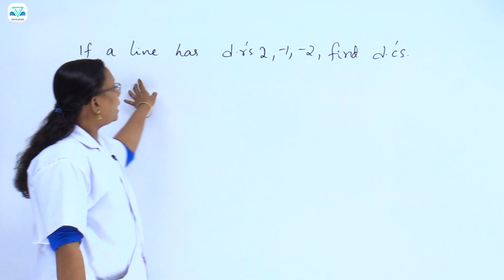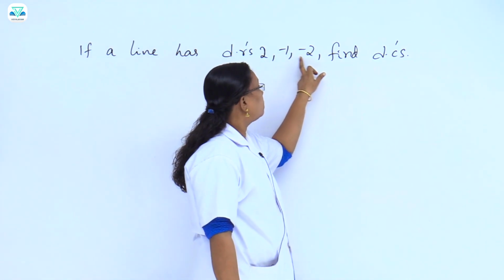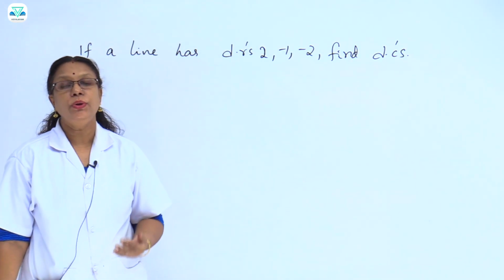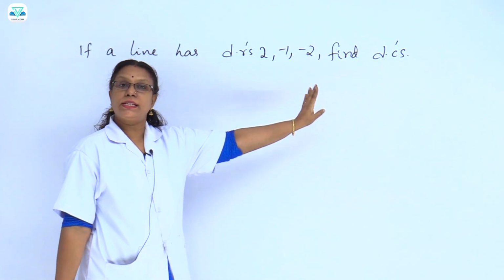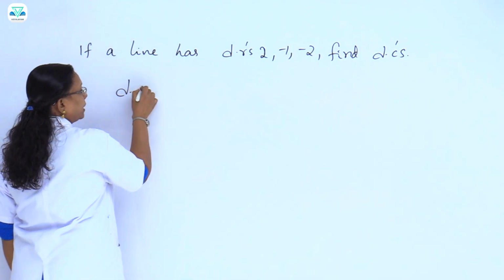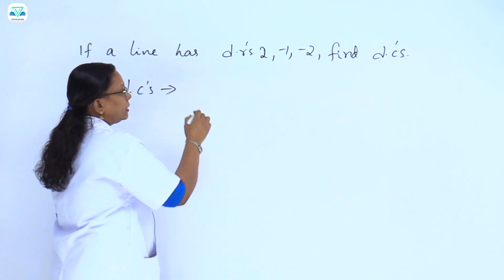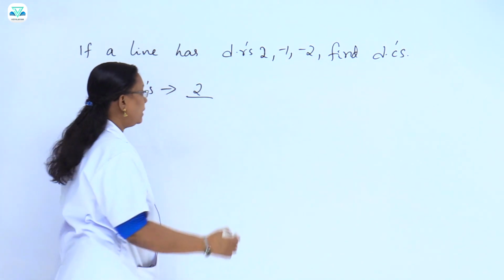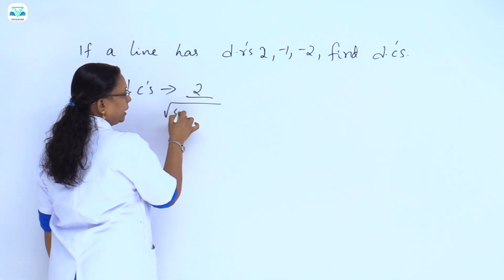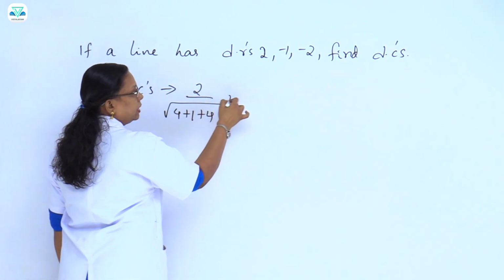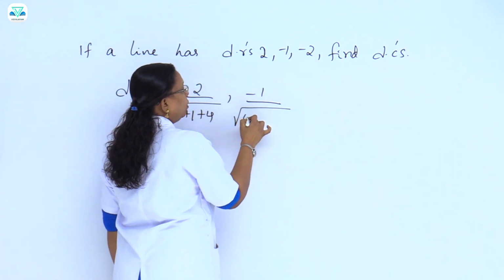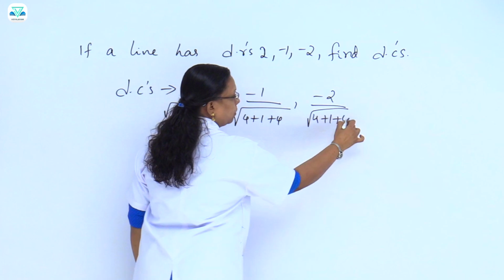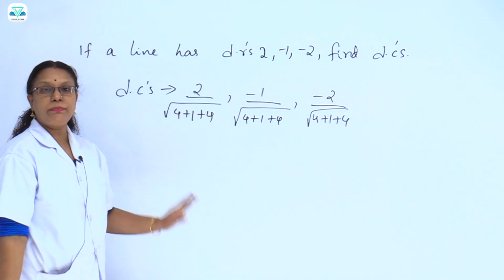So here, if a line has direction ratios 2, minus 1, minus 2, find its direction cosines. Earlier direction angles were given, here direction ratios are given. So what are its direction cosines? Direction cosines are given by the first direction ratio 2 by its magnitude, that is 2 square plus 1 square plus 2 square. Similarly, minus 1 by root of 4 plus 1 plus 4, then minus 2 by root of 4 plus 1 plus 4. So each is divided by its magnitude.